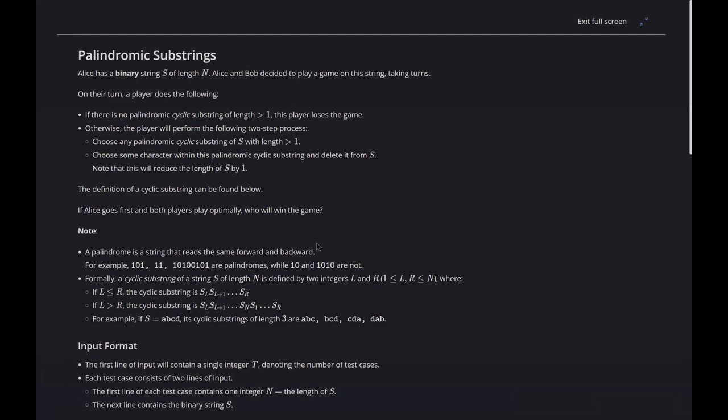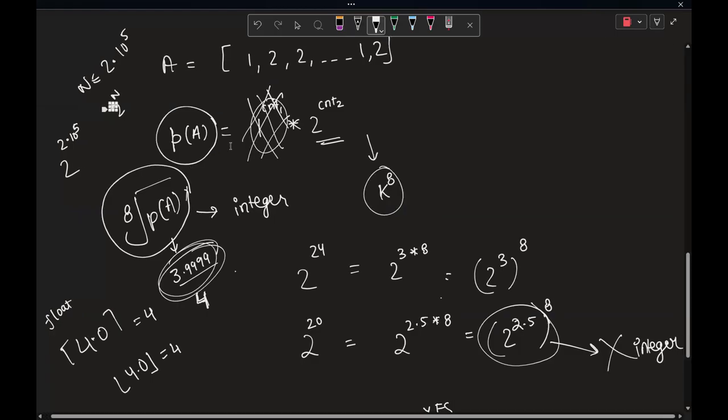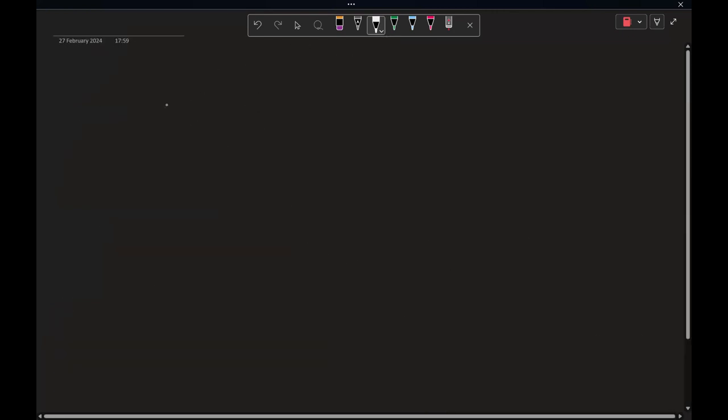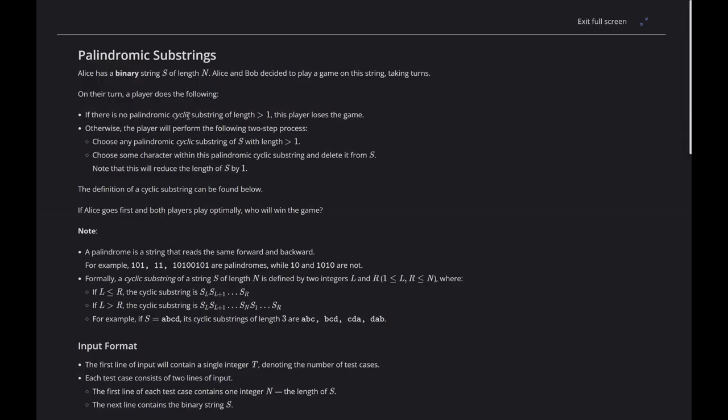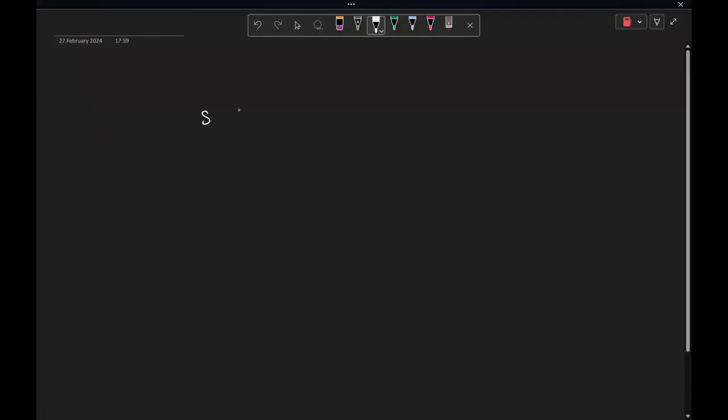Okay, so this is the second problem. Alice has a binary string s. Let me just talk about the important part here. Okay, so the problem says that there is a string s, a binary string s given to us. S will be a binary string. A binary string means that all the characters would either be 0 or 1.